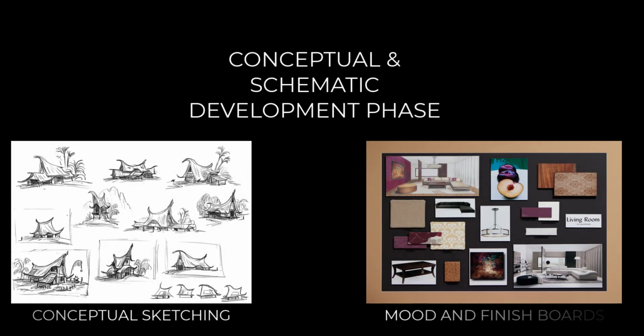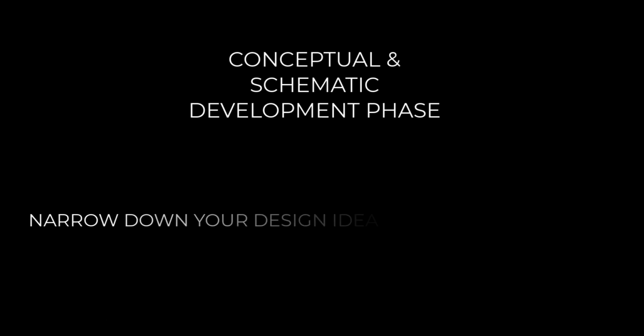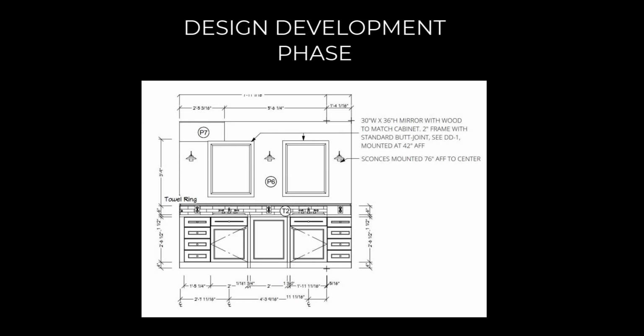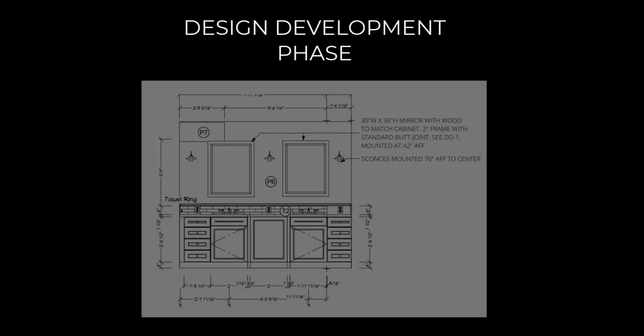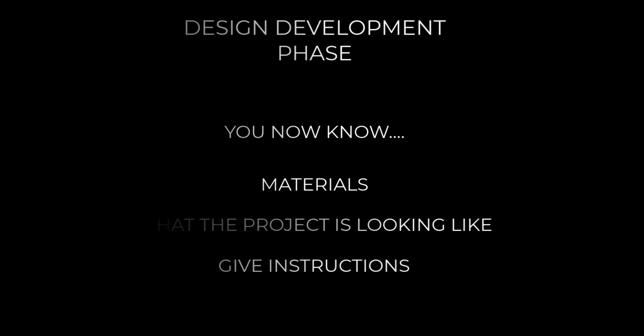This phase deals with conceptual sketching, mood and finish boards if needed, some diagrams and models if needed, and anything that you might need to do to help you narrow down your design ideas to a single solution. Design development is where you take your final option and create the working drawings that will be used to help build the millwork piece. This usually consists of CAD drawings and any schedules or legends that you might need to go with it. This is the phase where you now know what materials you're working with and what the project is looking like. Now it's your turn to give somebody instructions on how to actually build it.